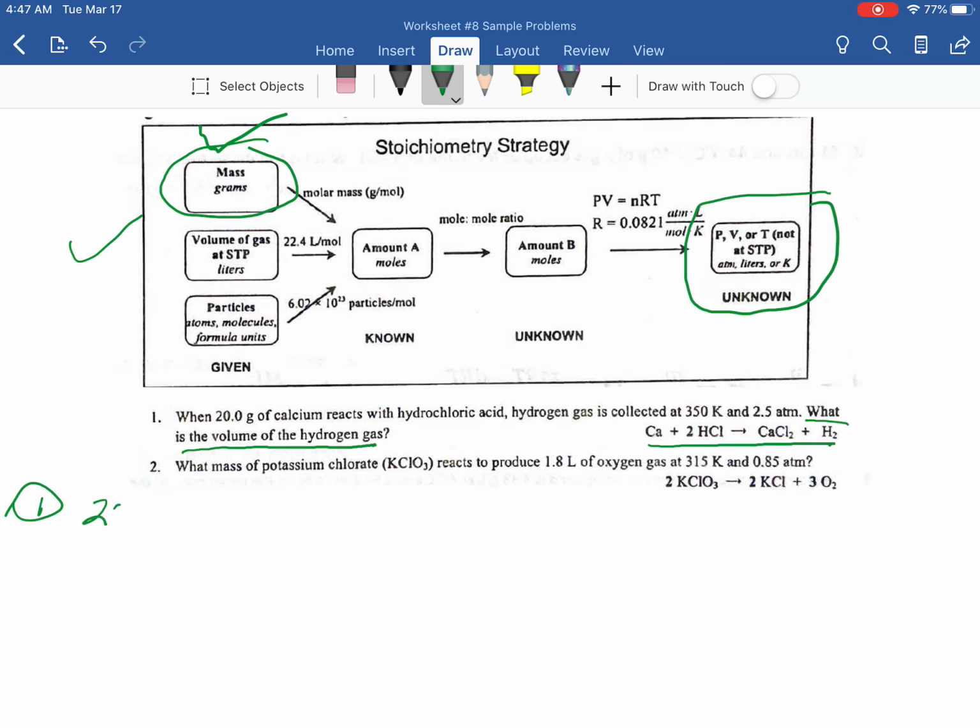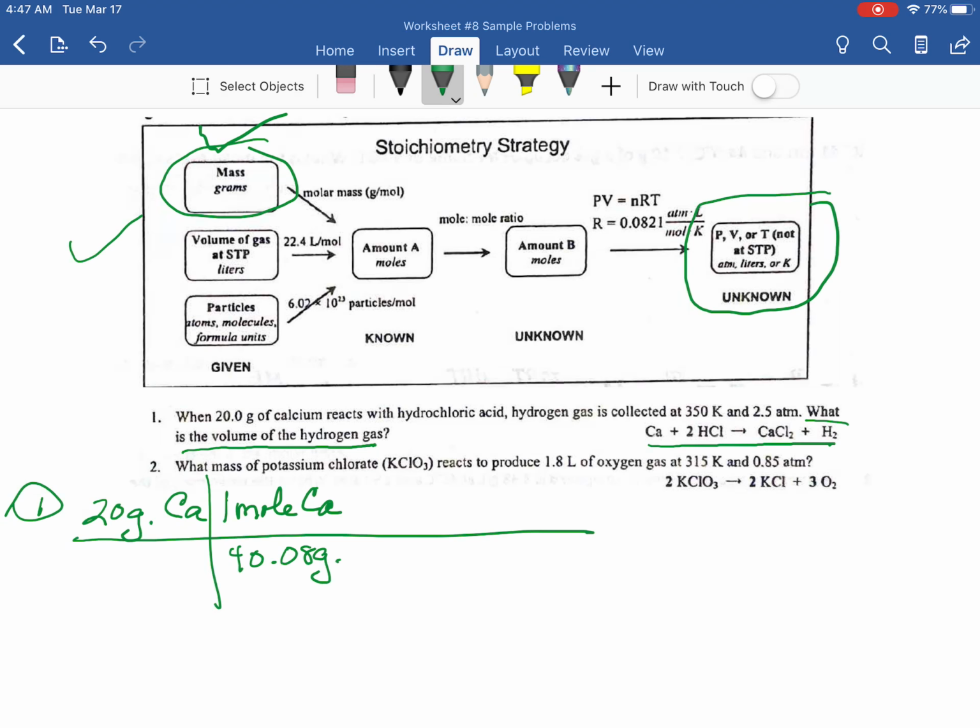So this is problem number 1. We're going to start with our 20 grams of calcium, and then we'll convert that to moles. So 1 mole of calcium is 40.08 grams of calcium. And then we can use the mole ratio from the balanced equation. So 1 mole of calcium, and then we're asked about the hydrogen gas, so that's a 1-to-1 ratio, 1 mole of hydrogen. And if we do that stoichiometry, we will find that we have 0.499 moles of hydrogen gas.